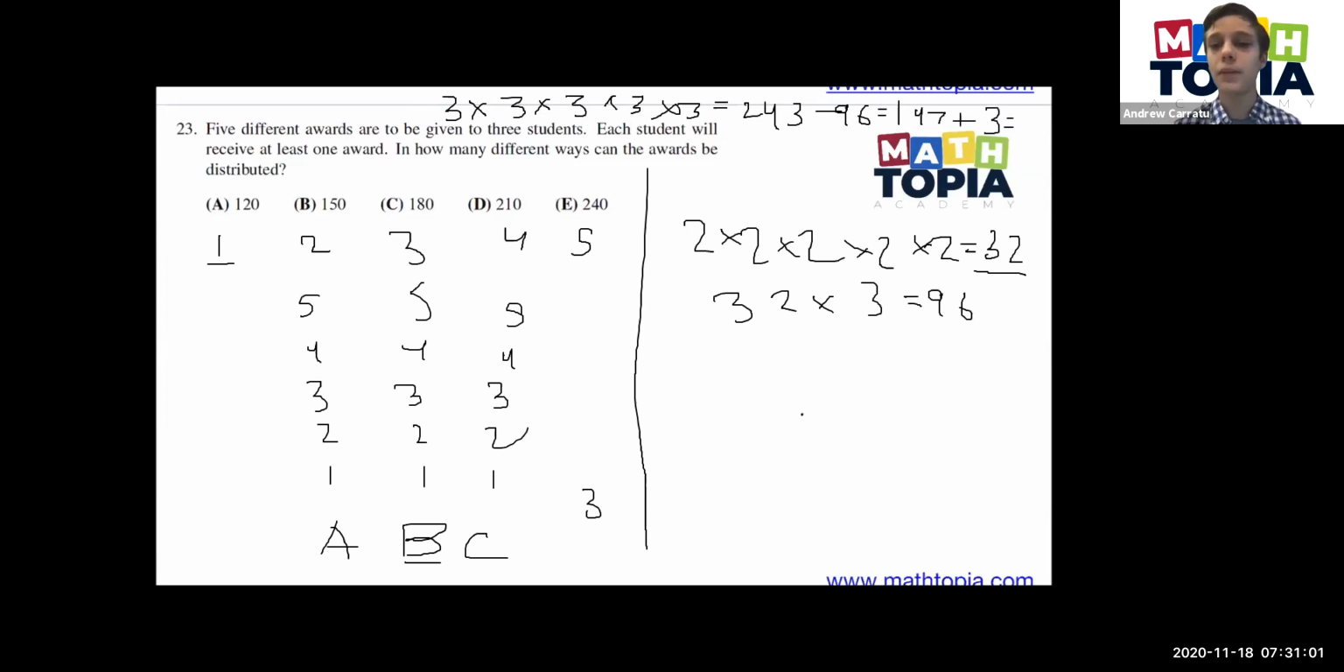And we end up with 150, and we're finally done because we have accounted for all the possibilities. All three of them get awards, only two of them get awards, only one of them gets an award. There's only three students, so we can't have more than three students get an award. We can't have zero students get an award since at least one of them is getting an award. So we have accounted for all the possibilities, so we know we're done. Then the answer is 150.